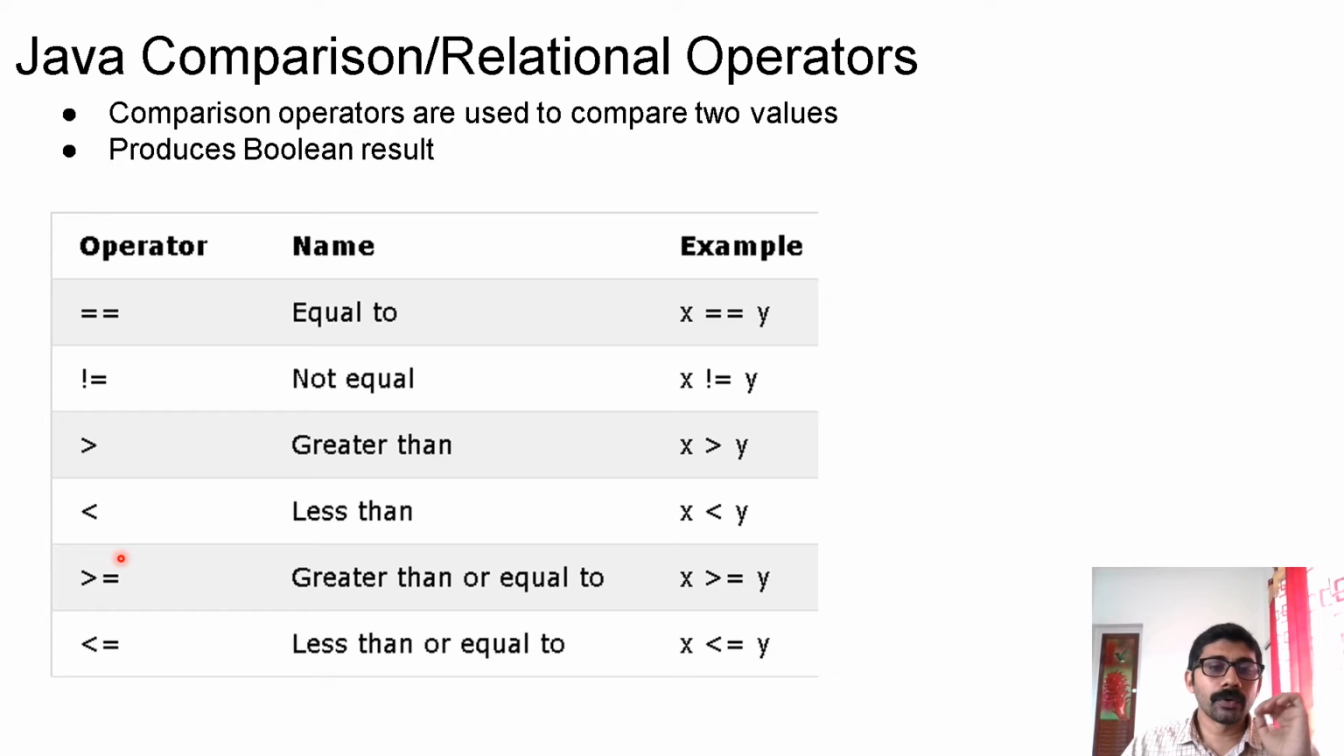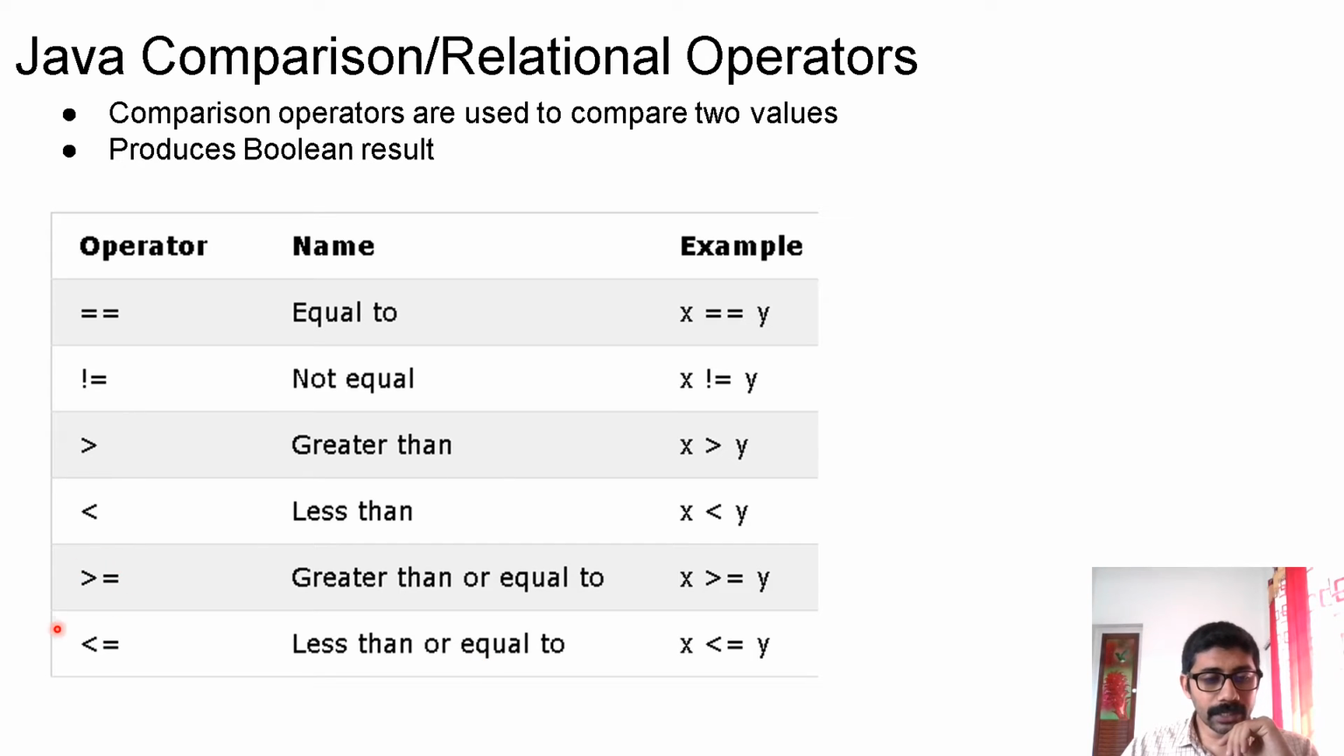Relational operators are the operators which we use for comparison. Comparison or relational operators are used to compare two values. The output of this operation will be of type Boolean, meaning the output will be either true or false. Equal to is to check the equality. Not equal to ensures that two things are not equal. Then greater than, less than, less than or equal to, greater than or equal to.